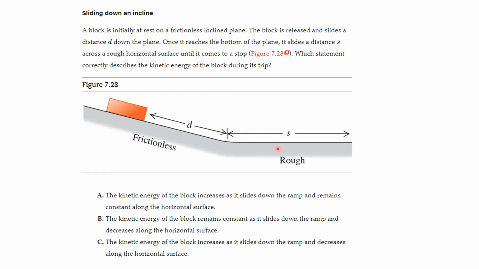So which statement correctly describes the kinetic energy of the block during its trip? A. The kinetic energy of the block increases as it slides down the ramp and remains constant along the horizontal surface. B. The kinetic energy of the block remains constant as it slides down the ramp and decreases along the horizontal surface. C. The kinetic energy of the block increases as it slides down the ramp and decreases along the horizontal surface. I'd probably ask you to pause and cast your vote here, but we're not going to spend time doing that in the video.